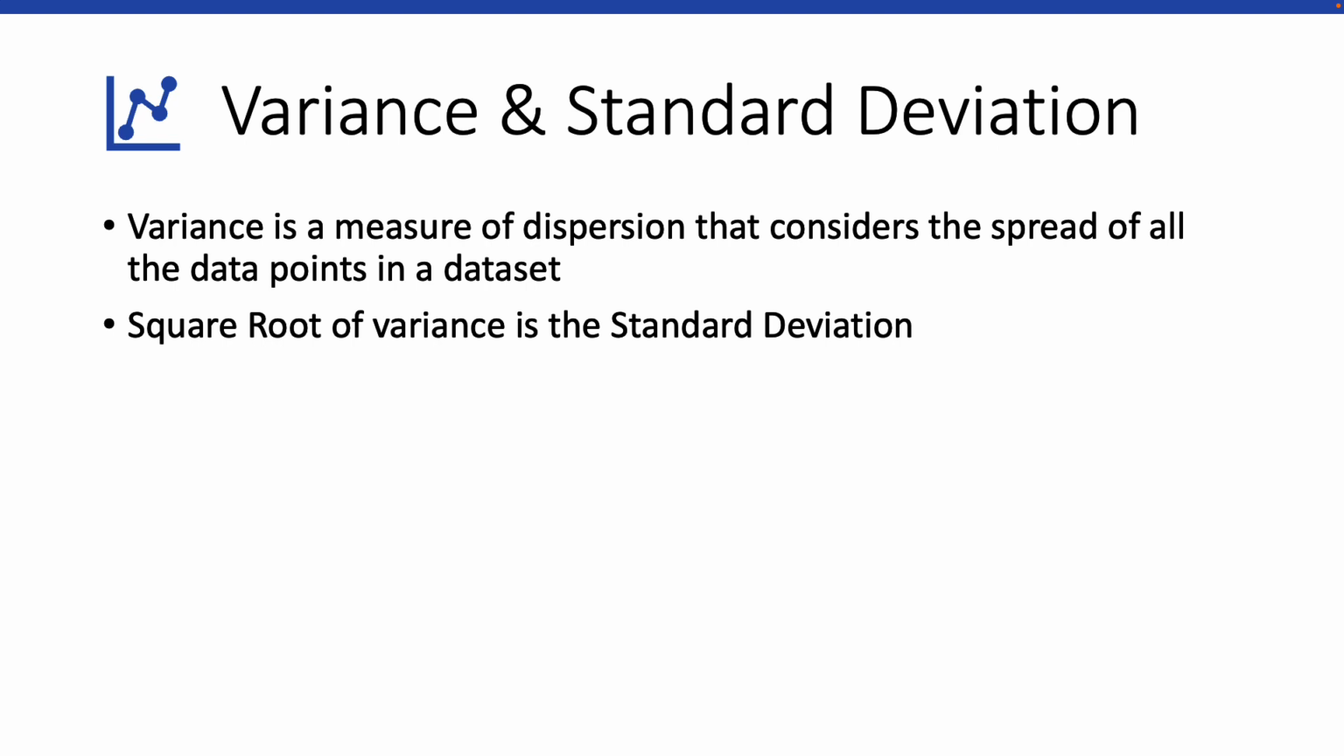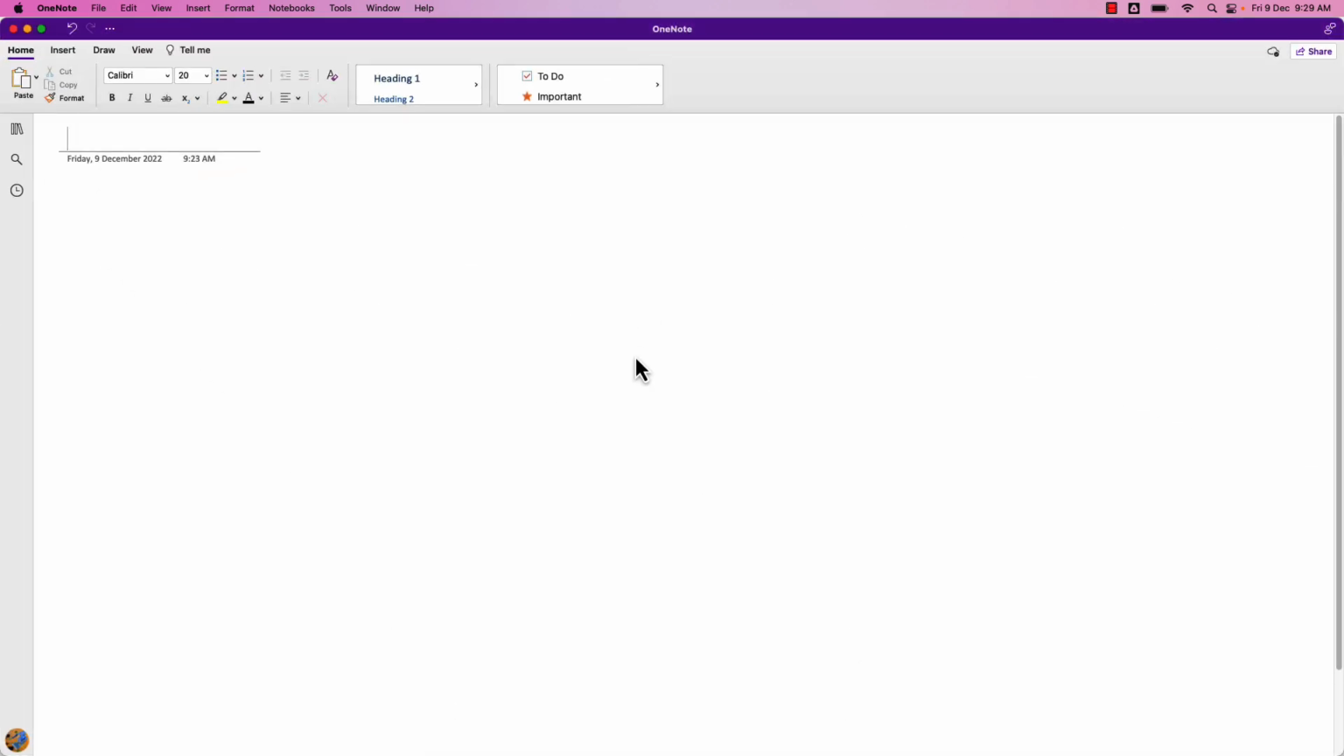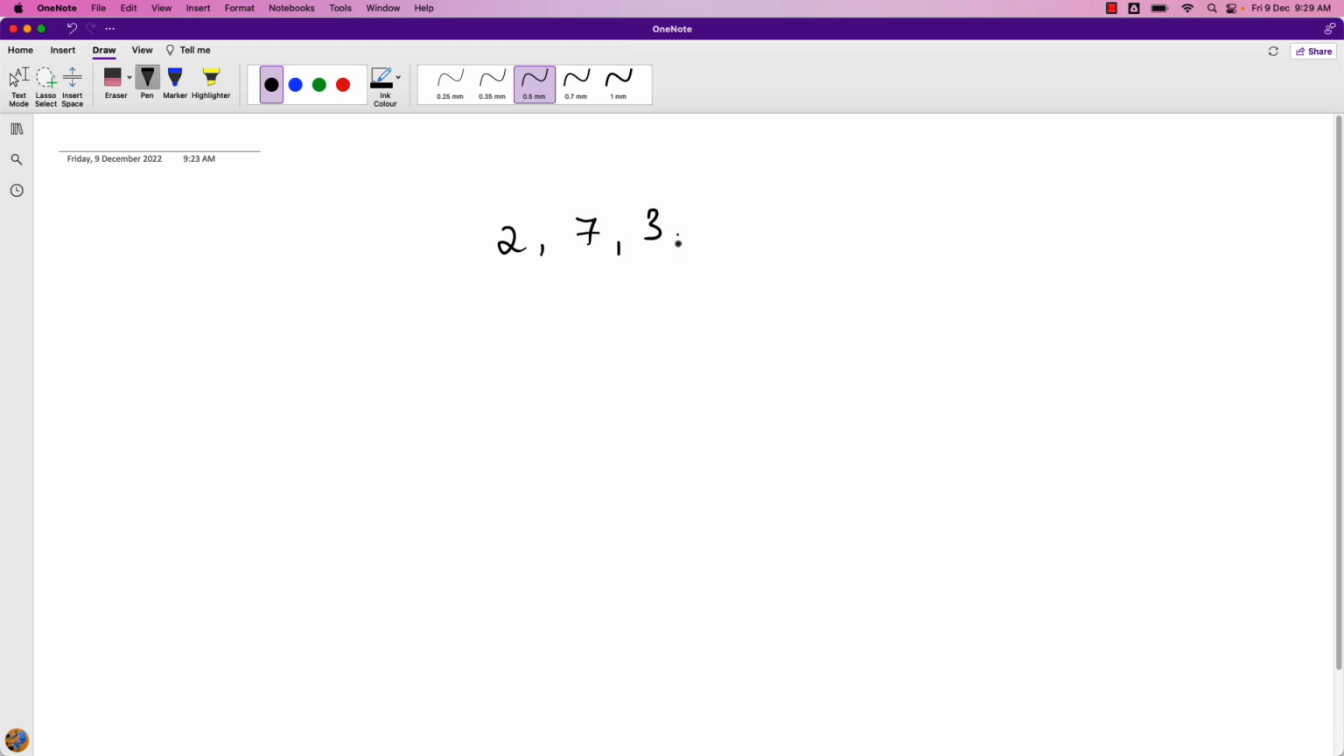Generally, when we are expressing dispersion, we represent it with the help of standard deviation. If I want to describe what exactly variance is, variance is the mean squared difference between each data point and the center of the distribution, which is measured by the mean. To give you an example, let's take some data. I've got some data points: 2, 7, 3, 12 and 10. These are the values of my data points.